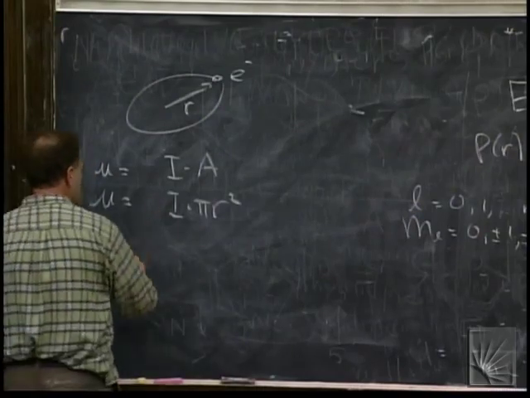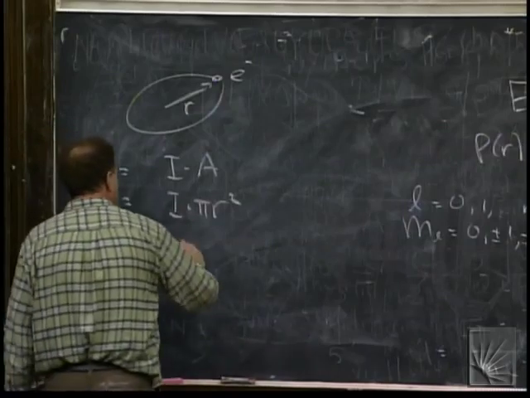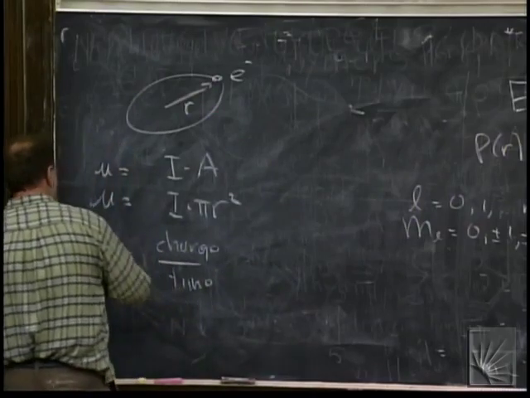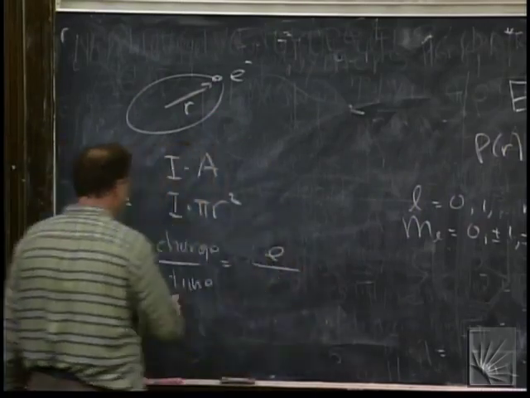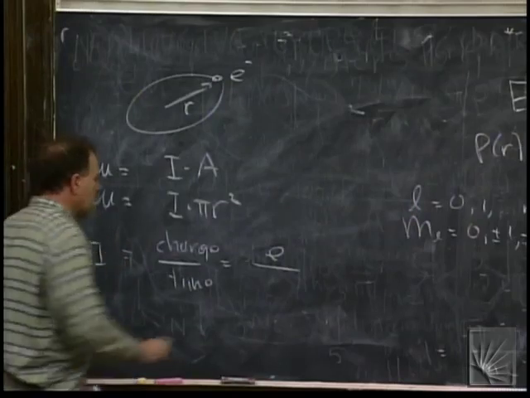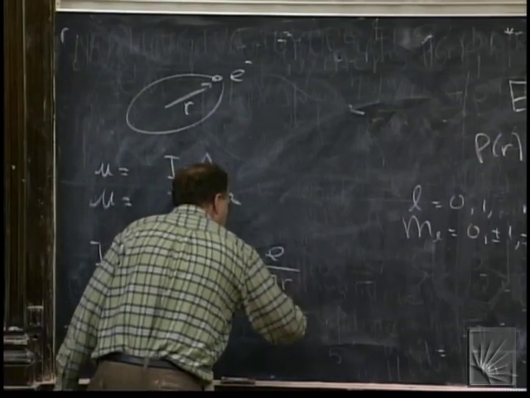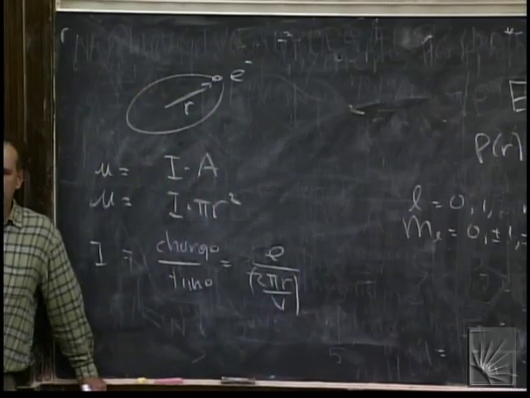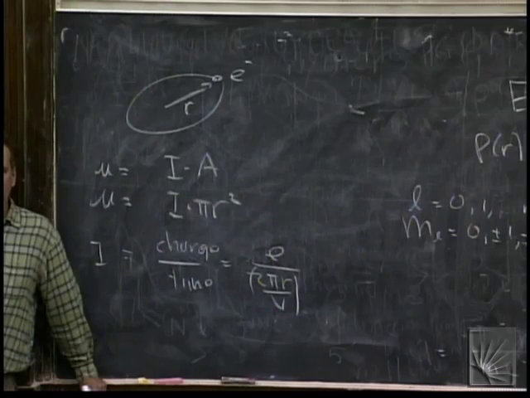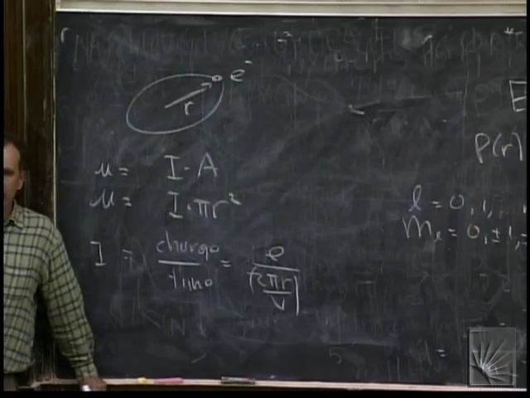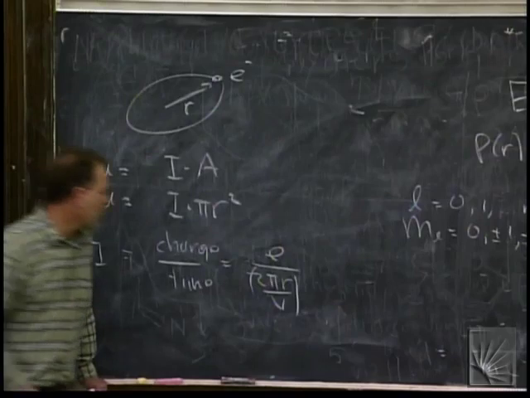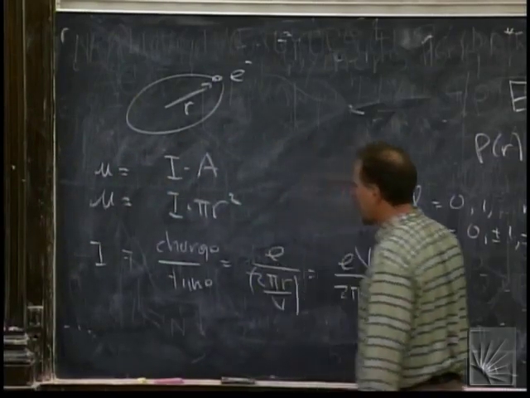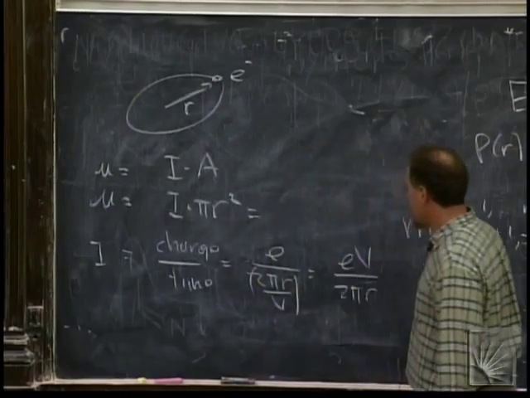So what I'll simply say is current is charge per time. So that's an electron over the length of time to go around once, so divided by 2 pi r over v. That's the period of an orbit, right? A distance divided by velocity is a time. So this is just e v over 2 pi r. That's the current.